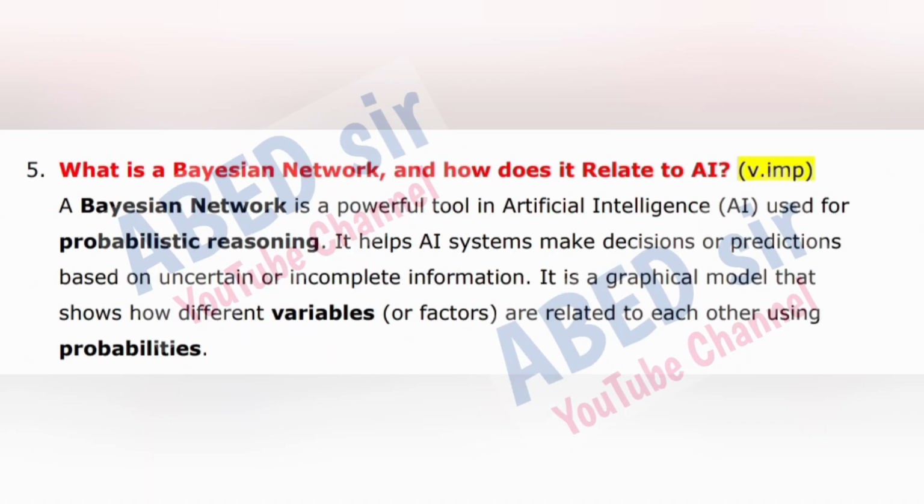What is a Bayesian network, and how does it relate to AI? A Bayesian network is a powerful tool in artificial intelligence, AI, used for probabilistic reasoning. It helps AI systems make decisions or predictions based on uncertain or incomplete information. It is a graphical model that shows how different variables, or factors, are related to each other using probabilities.